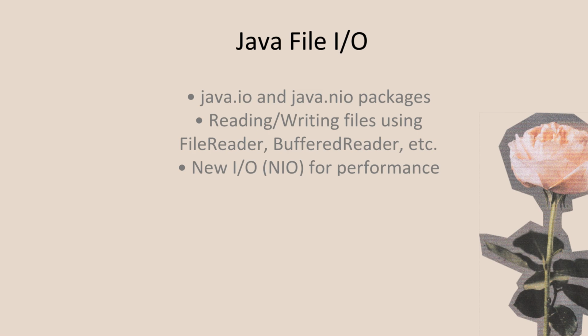More recently, the new IO or NIO package was introduced, offering enhanced performance and features, especially for large-scale data operations. NIO provides channels and buffers for more efficient data transfer and supports non-blocking IO, which can be advantageous in higher performance network applications. Whether you are saving application data, processing configuration files, or handling large data sets, a solid understanding of Java's file IO mechanisms is essential for building robust and reliable applications.